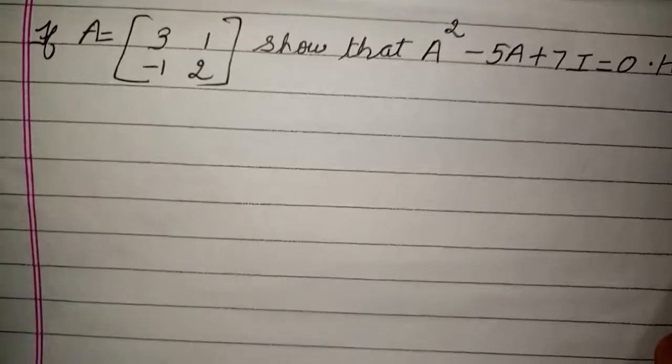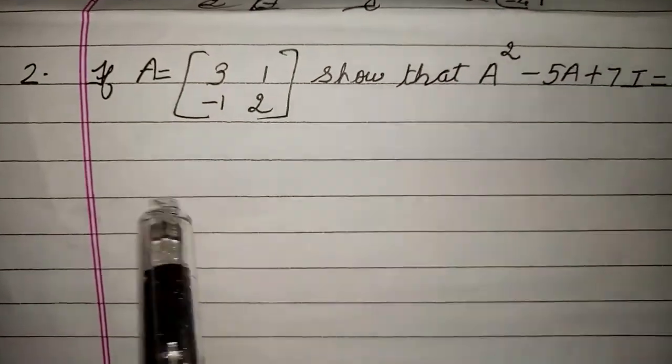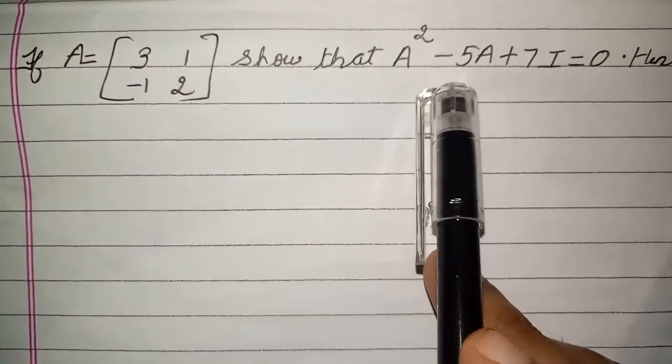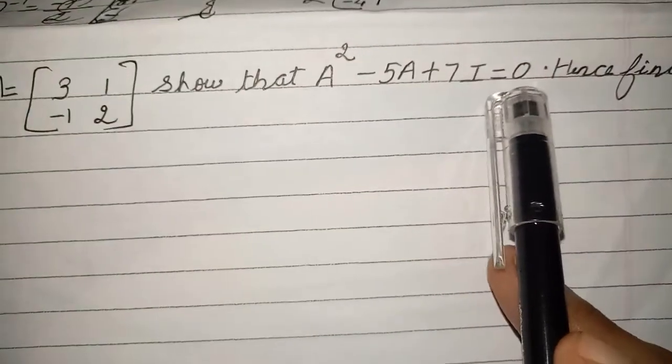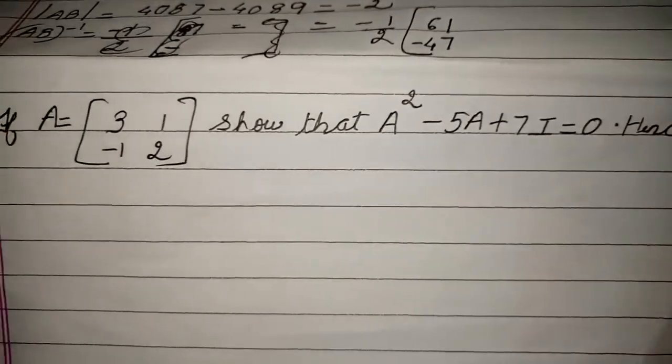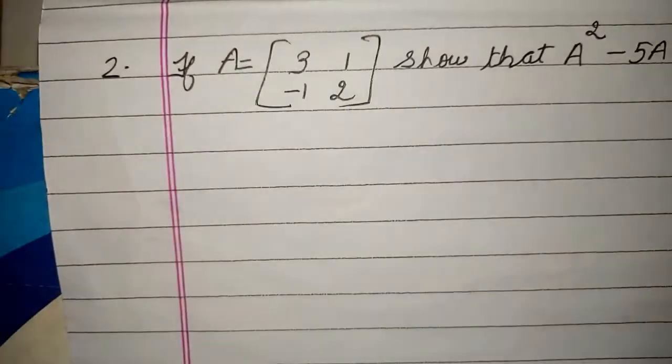Okay, so I have a question here which says that if A is equal to the matrix [3, 1; -1, 2], then show that A square minus 5A plus 7I is equal to 0. Hence, find A inverse. They are saying hence find A inverse. So let's do it. You want A square, so let's find A square.